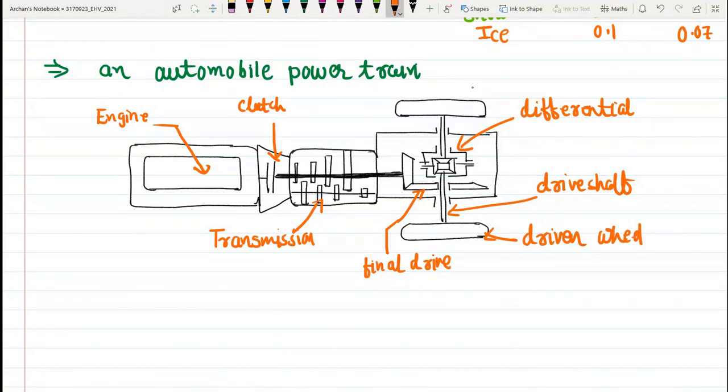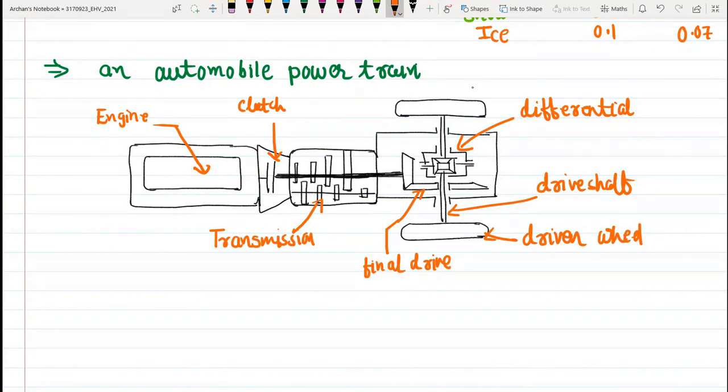So the gearbox will supply a few gear ratios from its input shaft to its output shaft for the power plant torque speed profile to match the requirement of the load, right? And the final drive is usually nothing but a pair of gears that will supply a further speed reduction and distribute the torque to each wheel through this differential.